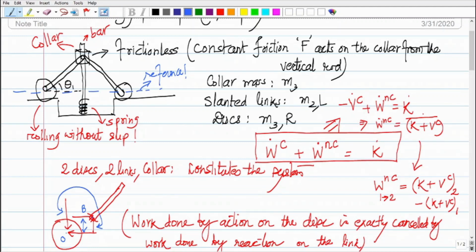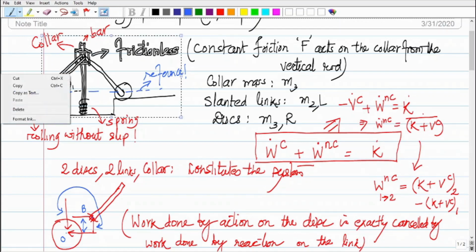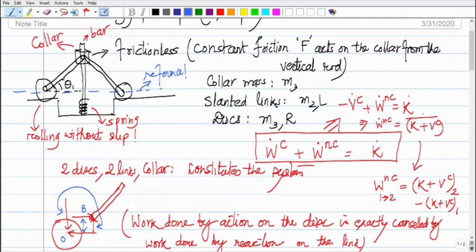So for a given theta, what is the potential? The disk has got no potential, right? Because the disk is on the reference line. The link has got some potential. The center of the link, C, is at a distance, you see this distance, above the datum or the reference line. And how much is that distance? That's nothing but L by 2 sine theta. And for the collar, it is at L sine theta.